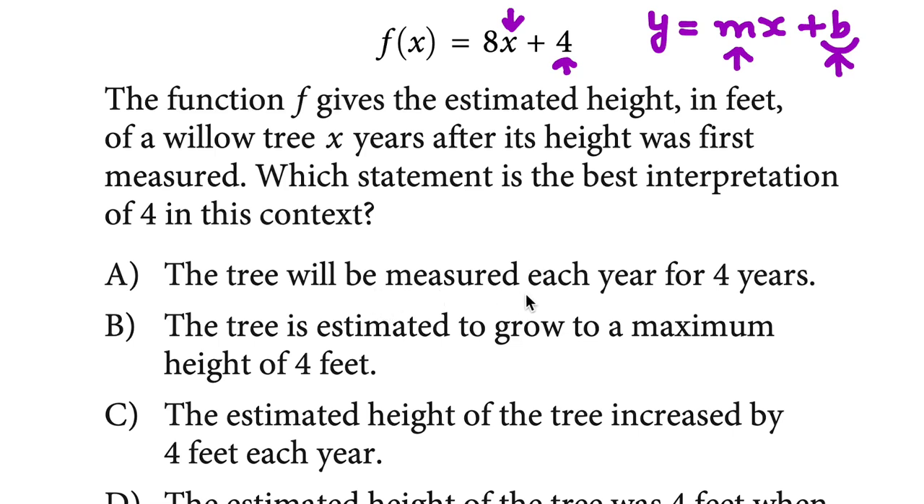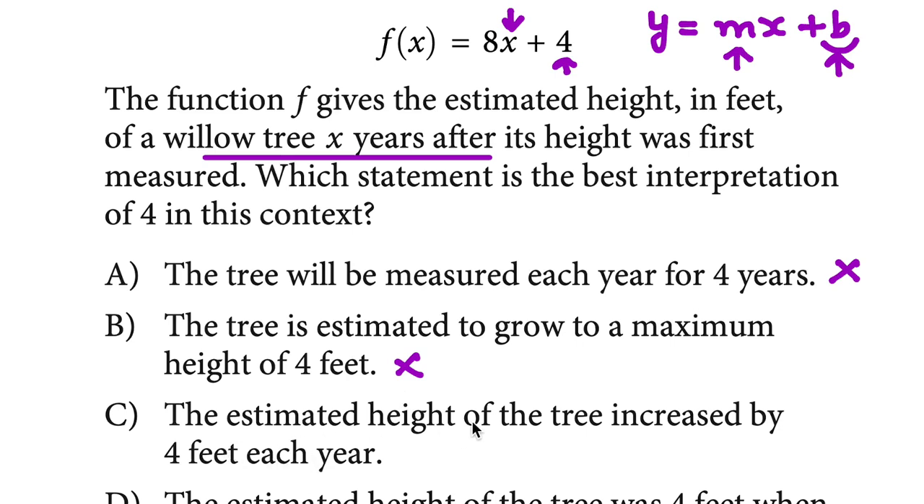The tree will be measured each year for 4 years. No, no, no. That is the input. Number of years is the input, which is x. See, willow tree x years after. So it is not the number of years. The tree is estimated to grow to a maximum height of 4 feet. No, that is the initial value. That means what was the height of the tree in the beginning? So that is also wrong.